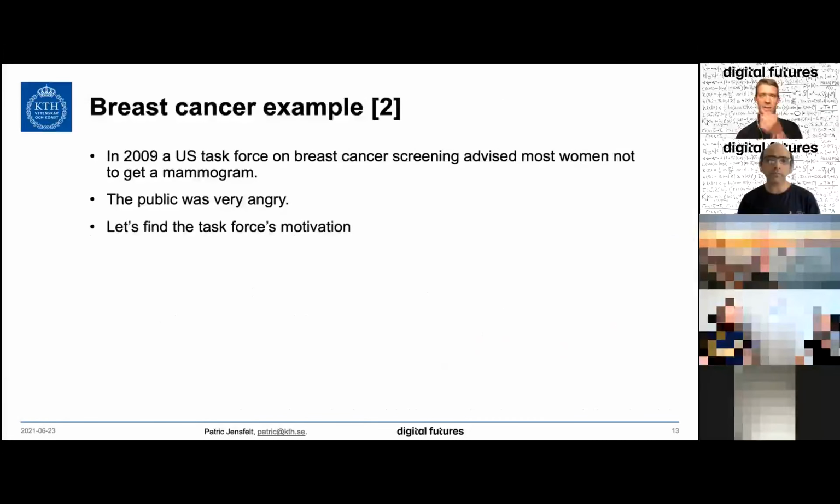So this is an example about breast cancer. And its starting point was that there was a task force in the US to look at whether or not one should do mammograms sort of in a mandatory fashion. This is something that is typically done for women in their 40s. And they suggested that maybe we shouldn't do this. And the public was quite angry. So let's look at trying to figure out why this task force might have said that we shouldn't do this.